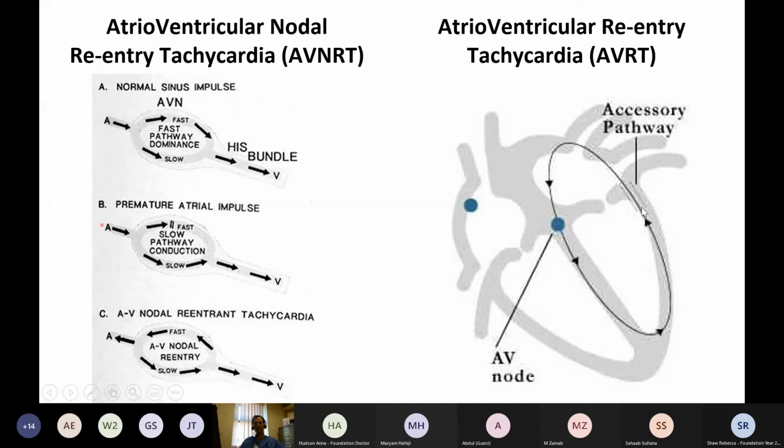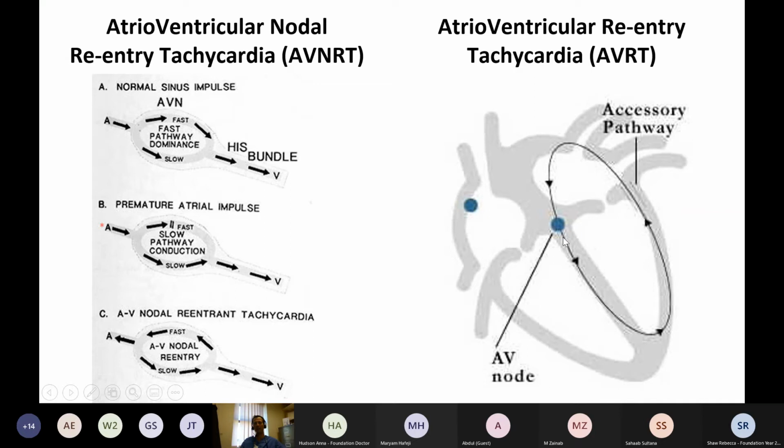And this is where you have an extra electrical conduction somewhere other than the AV node, most often the left side, but it can be over the right side, it can be close to the AV node, can be anywhere. You can have multiple. And what happens here is that you conduct through the AV node, back up through the accessory pathway into the atrium, and then back down through the AV node again, forming a circuit.